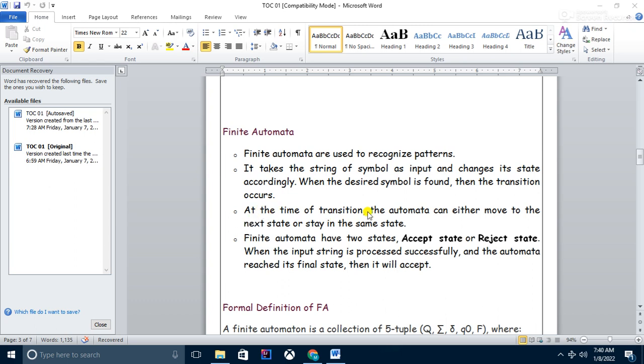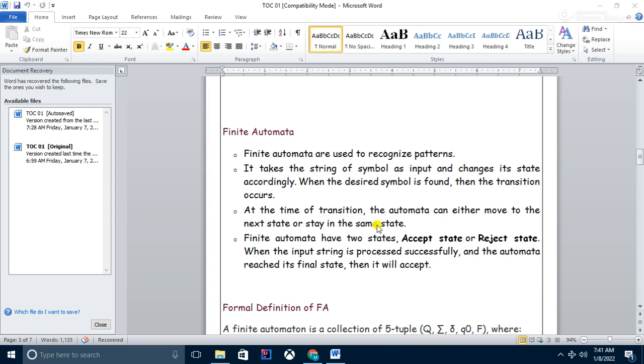At the time of transition, the automata can either move to the next state or stay in the same state. As we have seen, the finite automata may move from one state to another state, or it can have a transition to the same state based on the input symbol. And the states of the finite automata can be either accept state or reject state based on the input.